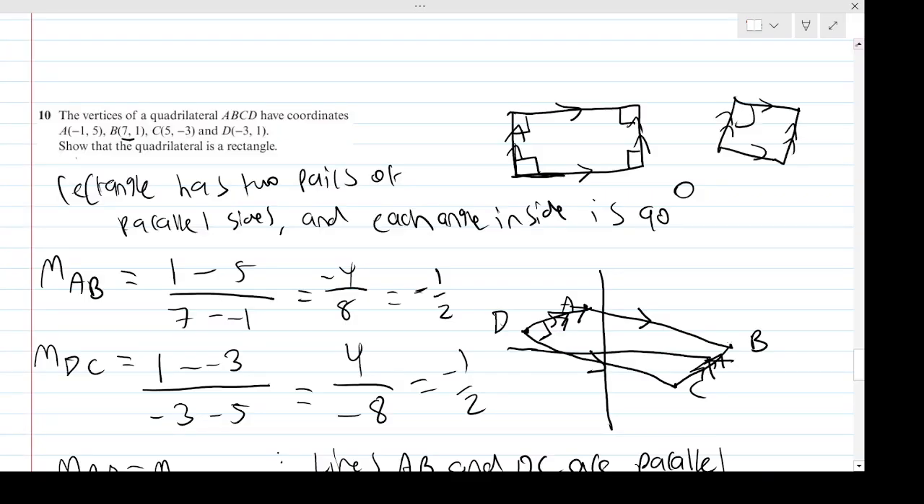However, not necessarily right angle. A rectangle is a type of parallelogram, but we need to be more specific, and the angle inside has to be 90 each time. So how do we do that?